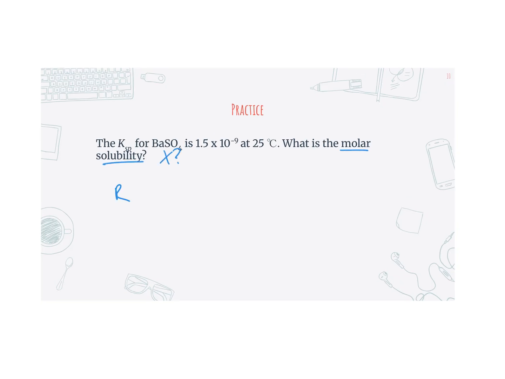So R, we have barium sulfate, BaSO4, solid. This is in equilibrium with Ba2+ and SO4 2-. Again, we must remember our polyatomic ions, or else this unit and continuing on will be very, very difficult.